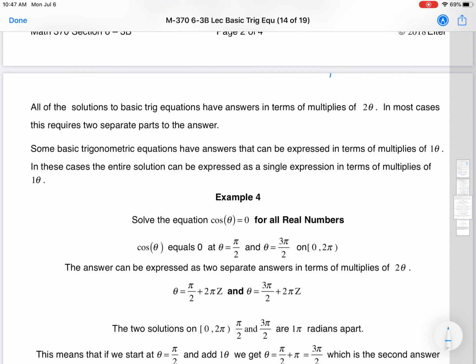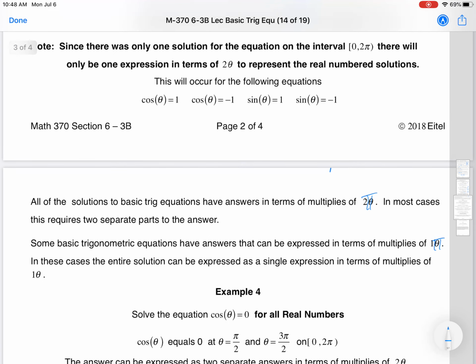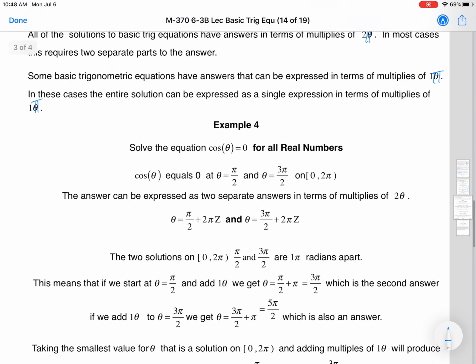In most cases, this requires 2 separate parts to answer, but as we saw in the previous example, some just need one. Some basic trigonometric equations have answers that can be expressed in multiples of 1 pi. Maybe he should have said 1 pi, but let's see. In these cases, the entire solution can be expressed as a single expression in terms of multiples of 1 pi. I believe those should be pi's, right? And multiples of 2 pi. Theta is some random thing, so there's a typo there. So let's see what he has here.